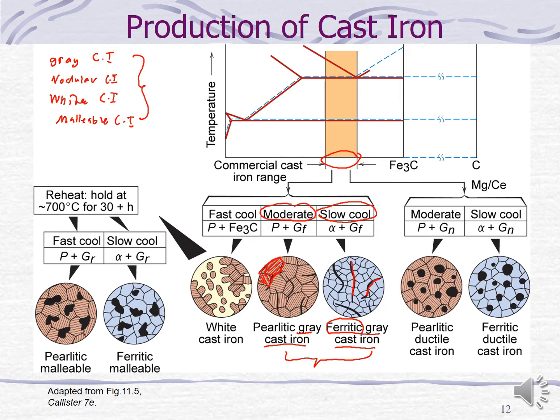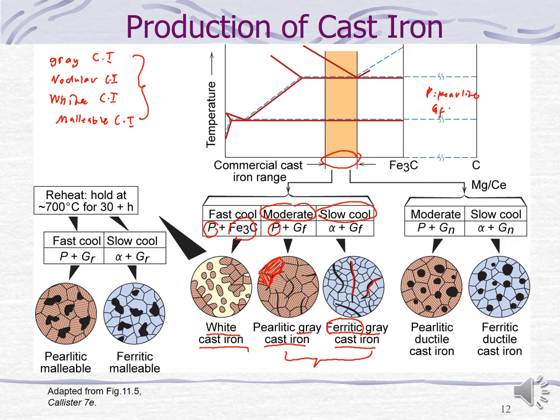Okay, and then when we do fast cooling on the cast iron, it will produce a white cast iron. You can see white cast iron consists of pearlite and cementite. This P is referring to the pearlite. Let me write down here. P is pearlite.